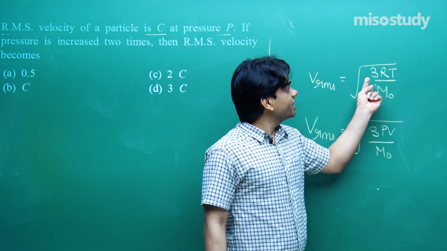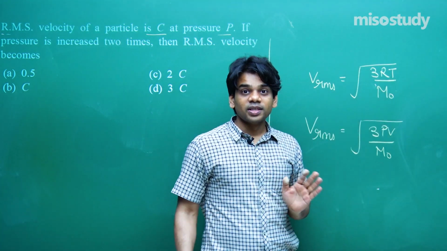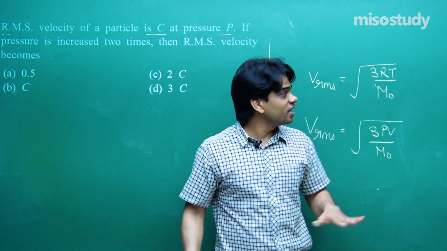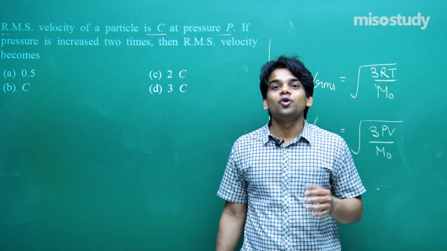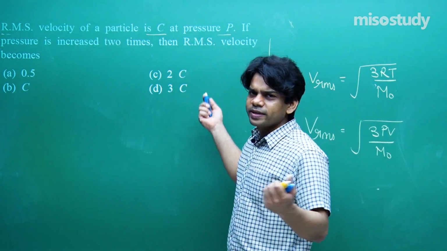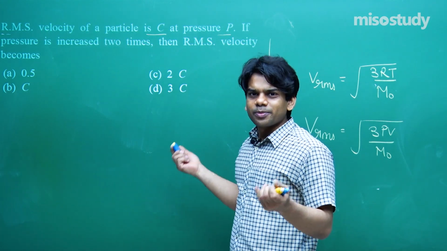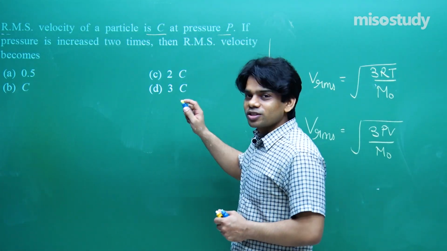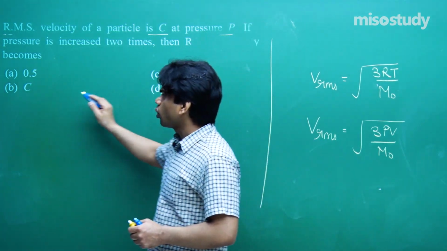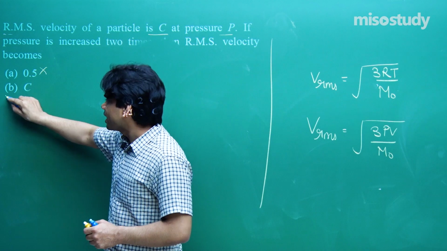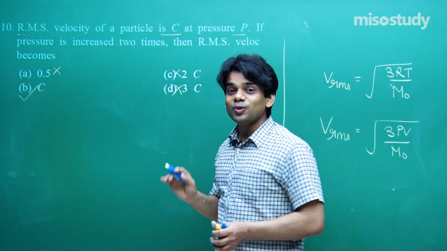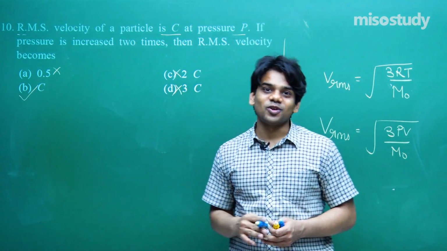And if you concentrate here, it is 3 RT by m naught. If temperature remains constant, till the time temperature remains constant, that means there is no change in velocity. There is no change in root mean square velocity. That means it will remain same. If pressure increases 2 times, you increase it any time, so the time volume is also changing and temperature remains constant, the RMS velocity will remain constant because that only depends upon temperature. So it will become 1.5 times, no, it will be C, yes, it will remain the same, that is C, not 2C, not 3C. You need to check how we are reaching onto this result.